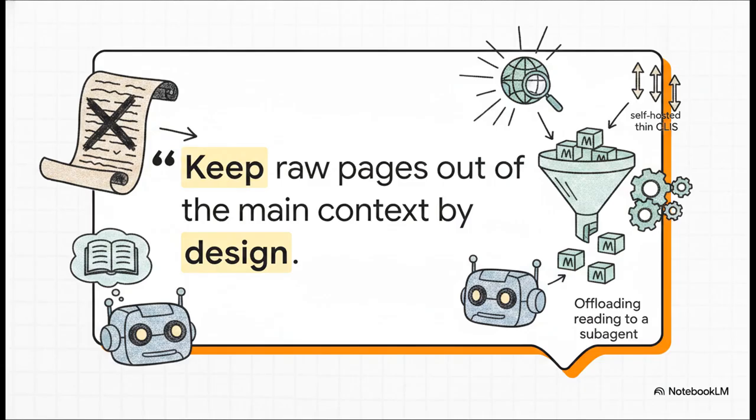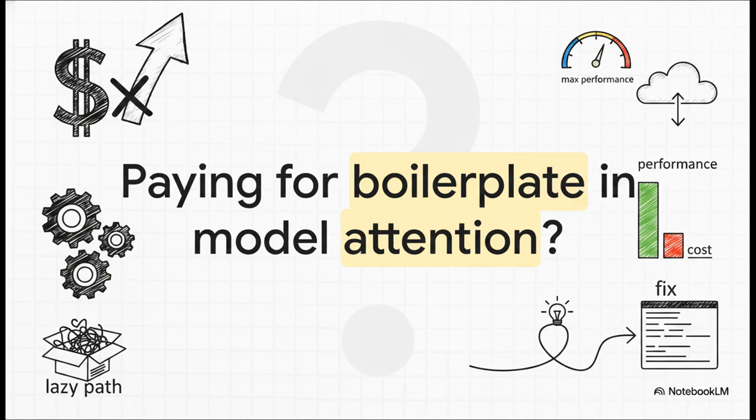Convert everything to markdown before the model even sees the page, and offload the actual heavy lifting of reading to a subagent. Which leaves us with one final, pretty provocative question for your own codebase. Are you currently paying to put boilerplate into your model's attention? Let's be real, the lazy path is costing you 80% of your tokens, and pretty much guarantees you'll hit rate limits. The fix? It's literally just a day of plumbing and a 120-line script.